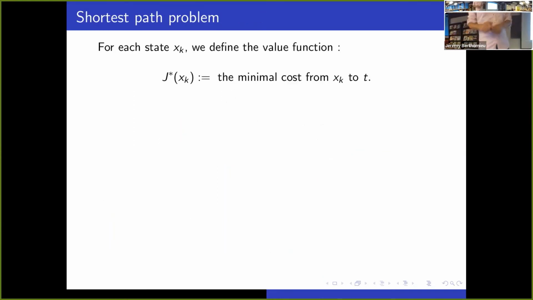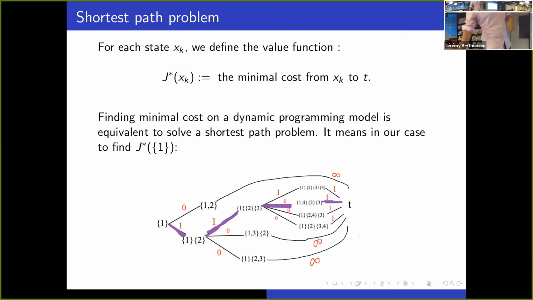You can see that for each state x_k, we can define the value function g star of x_k, the minimal cost from x_k to t. Finding minimal cost on a dynamic programming model is equivalent to solving a shortest path problem. It means in our case to find g star of the singleton 1. You can see here the path is the minimal cost from 1 to t.